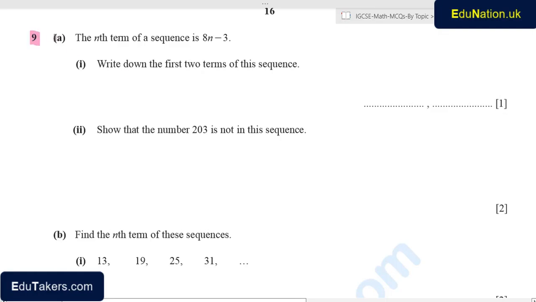Question number 9, part A. The nth term of a sequence is 8n minus 3. Part first is write down the first two terms of this sequence.